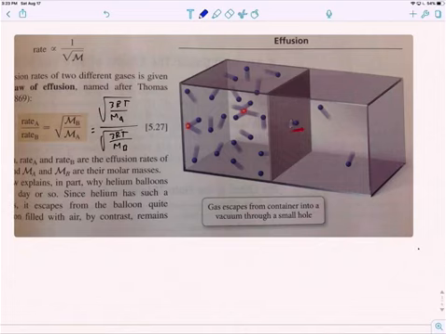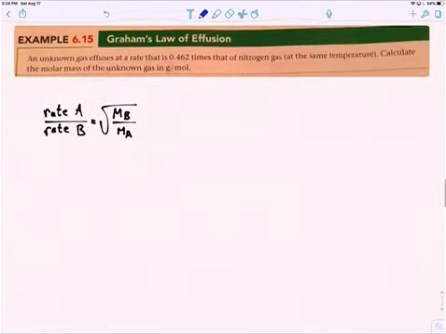The rate of gas A over the rate of gas B is the square root of the molecular mass of the second over the first. And why is that? Because the velocity is the square root of 3RT over the molecular weight. The 3RT go away and you're left with the ratio. And this is a way you can separate gases.